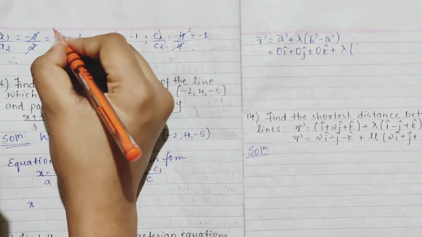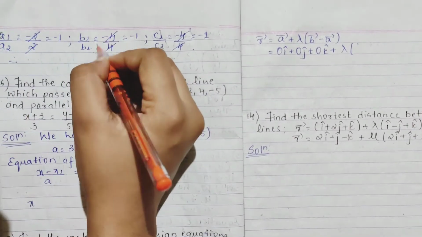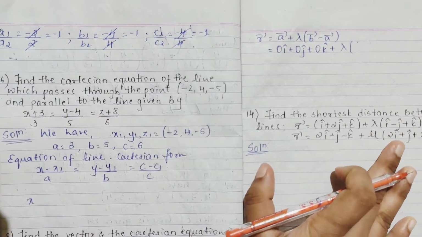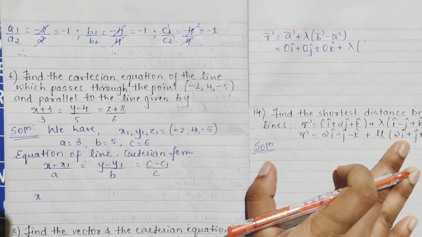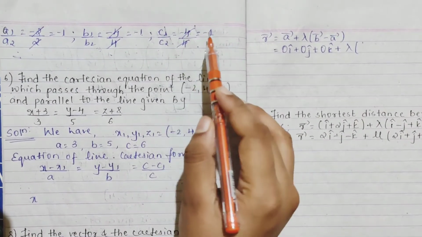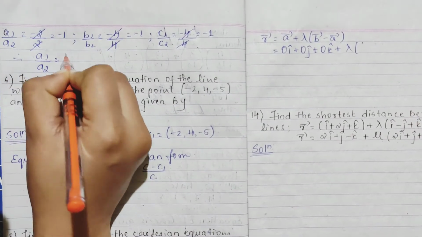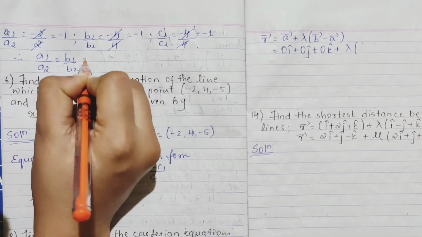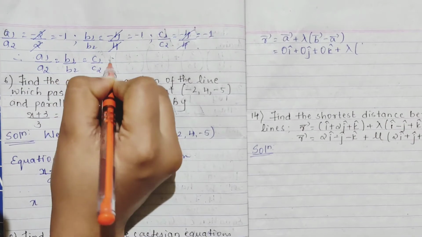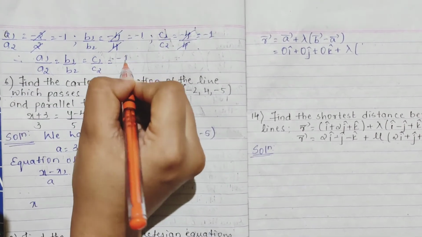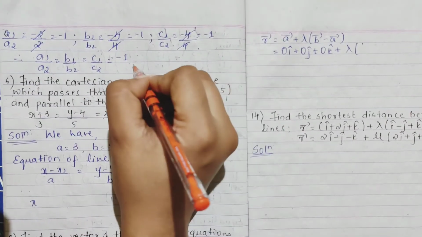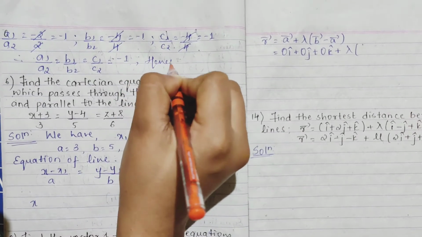So therefore you can see A1 by A2 you have got minus 1, B1 by B2 you have got minus 1, you can see, right? C1 by C2 also you have got minus 1. So therefore they are proportional. A1 by A2 is equal to B1 by B2 is equal to C1 by C2. Why? All 3 have got the same answer, that is minus 1. Hence it is parallel.